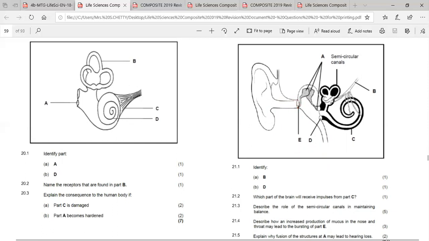So let's go back to our question. Describe how an increased production of mucus may lead to the bursting. So that mucus will now fill up this eustachian tube, and thus you would not be able to suck in air or expel air to equalize the air pressure on either side of the tympanic membrane. That's how you can cause the bursting of the tympanic membrane.